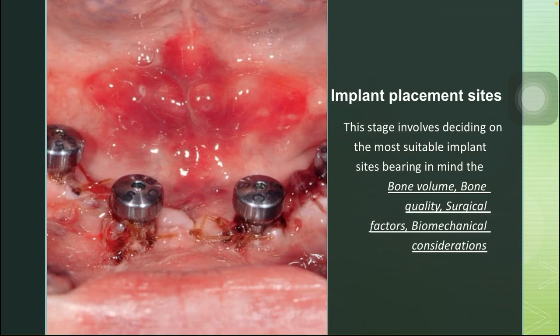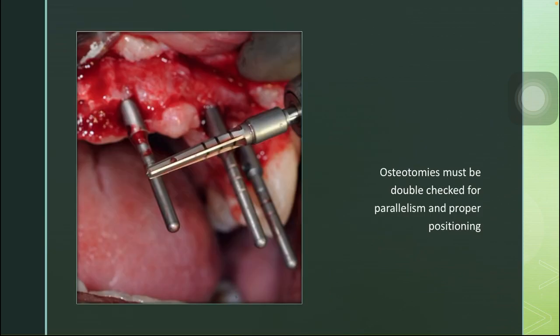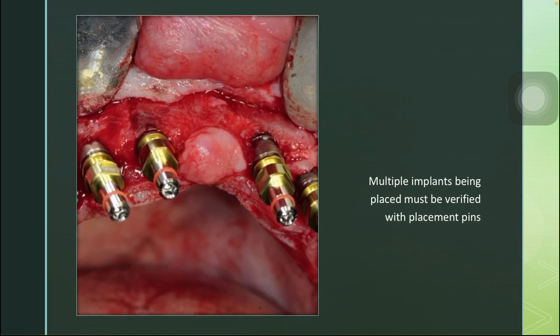Implant placement sites. This stage involves deciding on the most suitable implant sites, bearing in mind the bone volume, bone quality, surgical factors, and biomechanical considerations. Osteotomies must be double-checked for parallelism and proper positioning. Multiple implants being placed must be verified with placement pins.